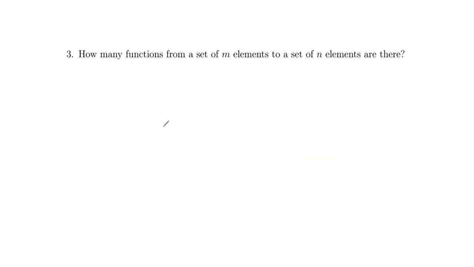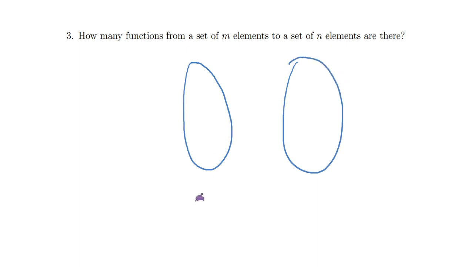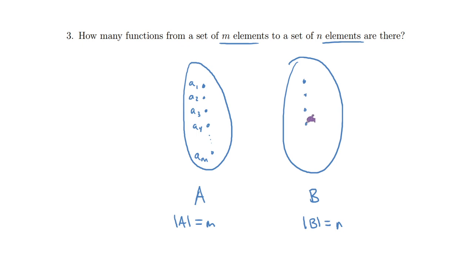Okay. How many functions from a set of m elements to a set of n elements are there? All right, so I think to help answer this question, it might be a good idea to draw a diagram here. So let's say you have your domain set A, and let's label some of these elements. Okay, so I have A1, A2, A3, A4, and what do we know? You're going from a set of m elements to a set of n elements. So the size of A is m, and the size of B is going to be n. So let's label some of these: B1, B2, B3, B4, all the way to Bn.